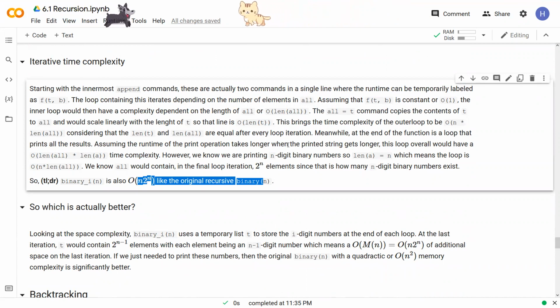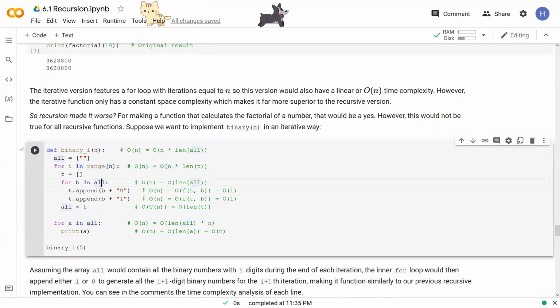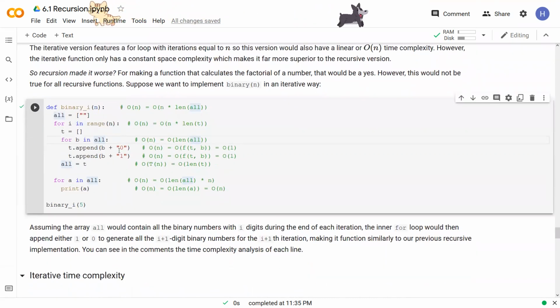So, ano yung better actually dito? So, looking at yung ating iterative implementation, we actually use a temporary variable in all or a temporary container. And before the final part ng loop, it would contain 2 to the n minus 1 na elements na hindi naman natin kailangan lahat. Since kailangan lang naman natin i-print lahat ng n digits, hindi naman natin kailangan i-store sa list. So it's completely unnecessary for our application.